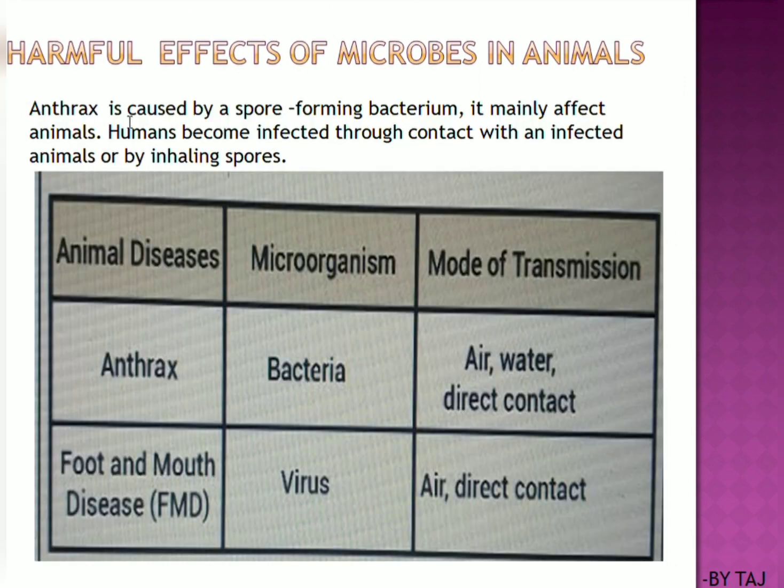Coming to the harmful effects of microbes in animals. Anthrax is caused by a spore-forming bacterium. It mainly affects animals. Humans get infected through contact with an infected animal or by inhaling the spores present in that area. So I have given anthrax here as an animal disease. It is caused by bacteria, and the mode of transmission is air, water and direct contact. Another disease that a virus causes in animals is foot and mouth disease, commonly called FMD. It spreads through air and direct contact.